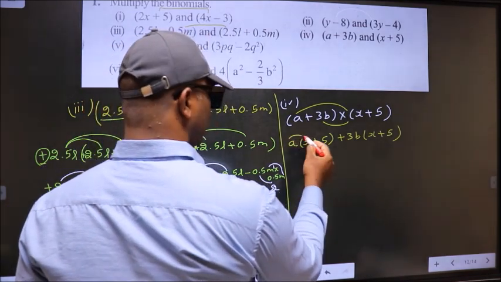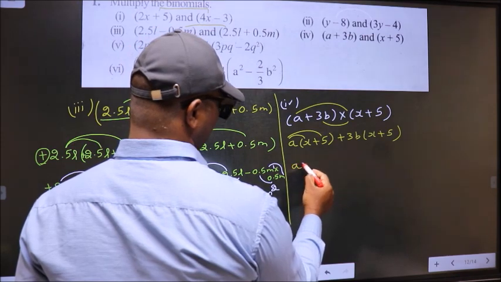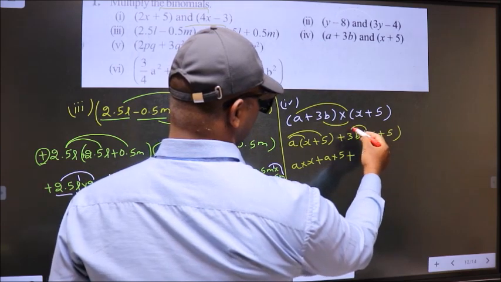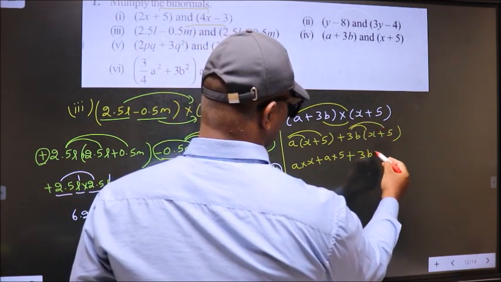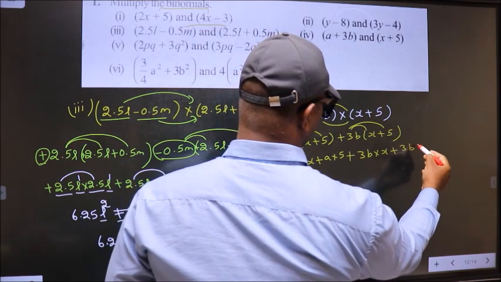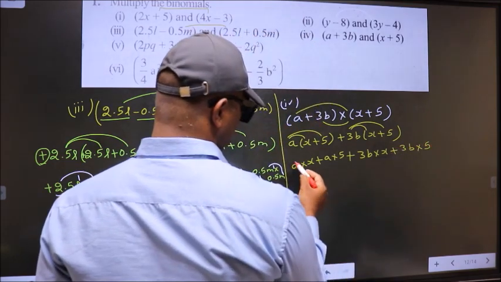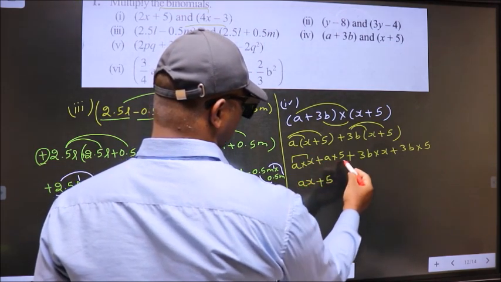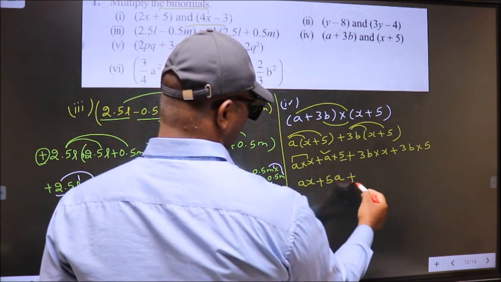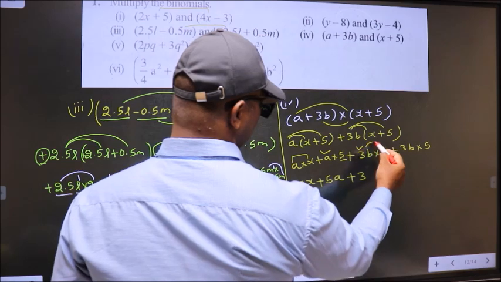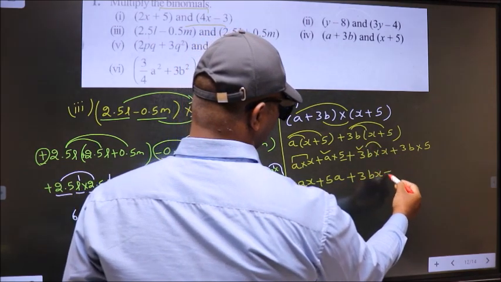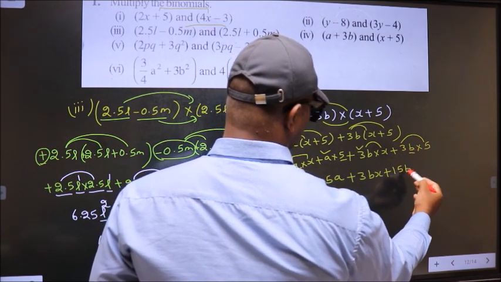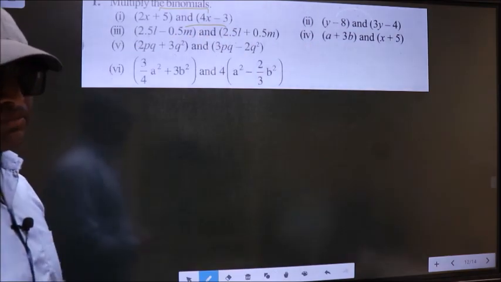So now open up the brackets in this way. You get A into x plus A into 5 plus, now with 3B you open up the brackets, 3B into x plus 3B into 5. Now here letters are different, so AX plus, first write the number 5, then the letter A, plus only one number 3, letters are different, so as it is you write, plus now numbers are 3 into 5, 15, only one letter B.